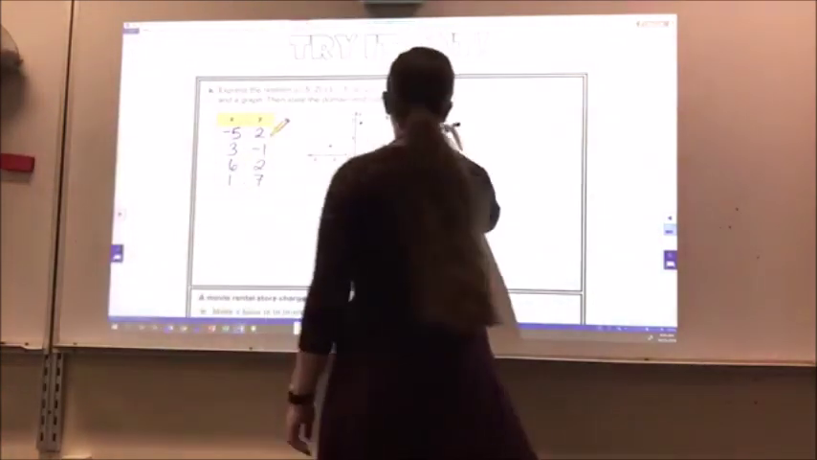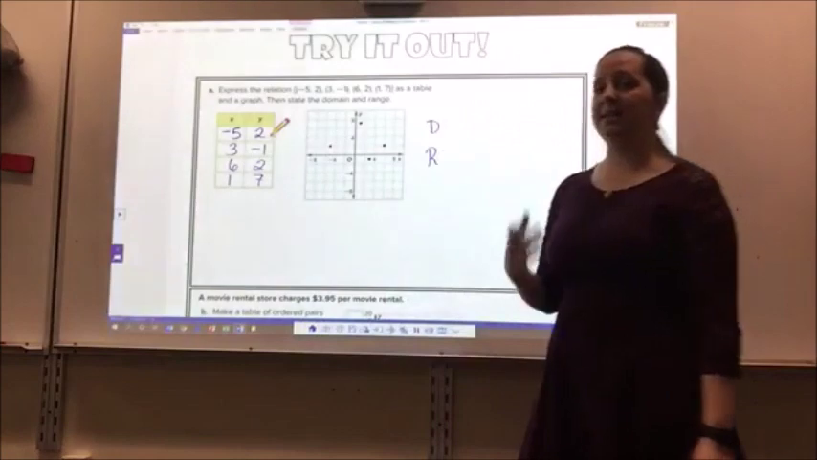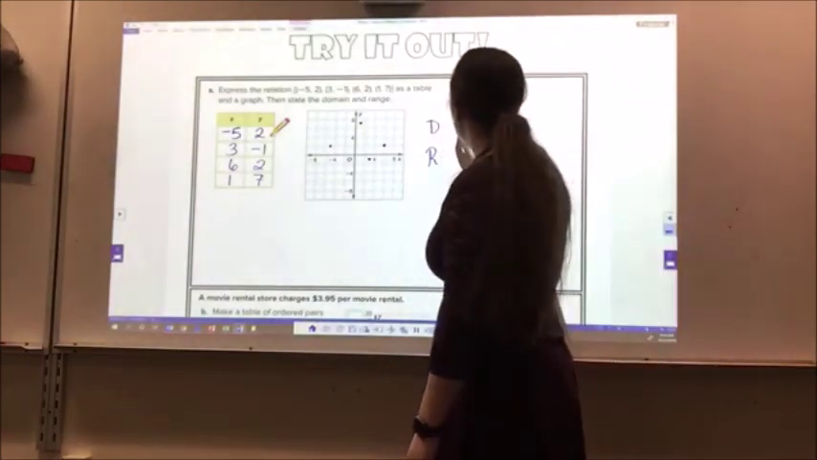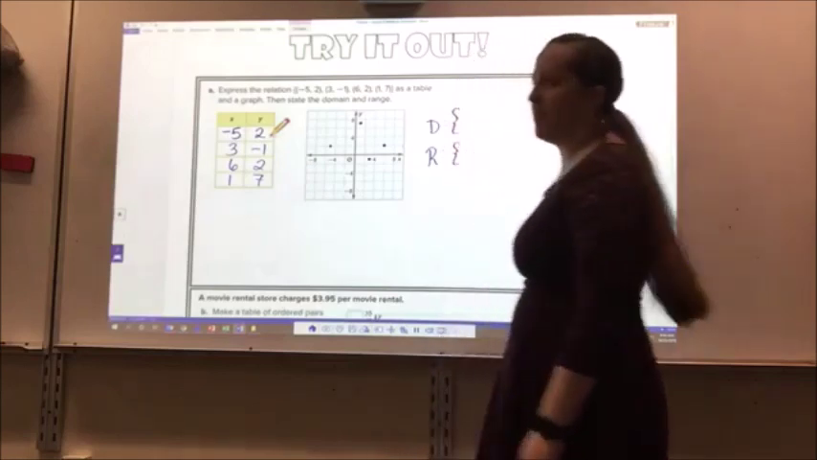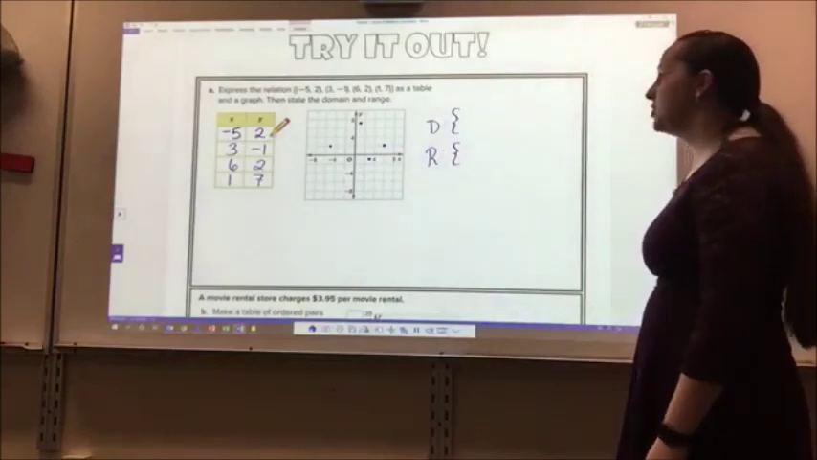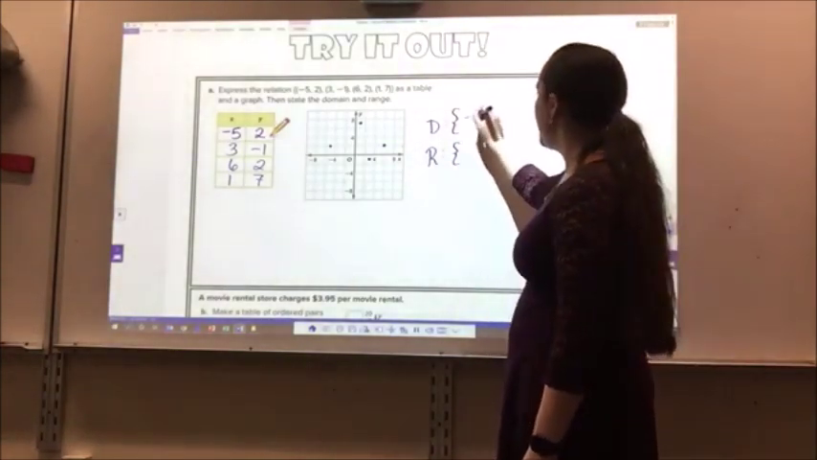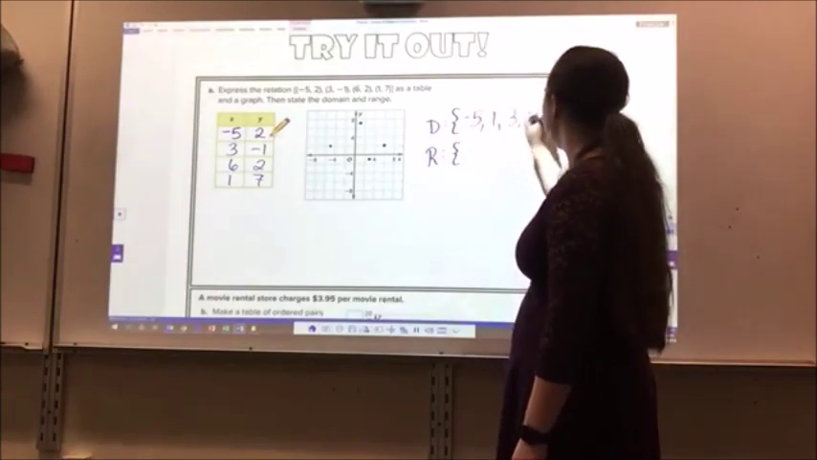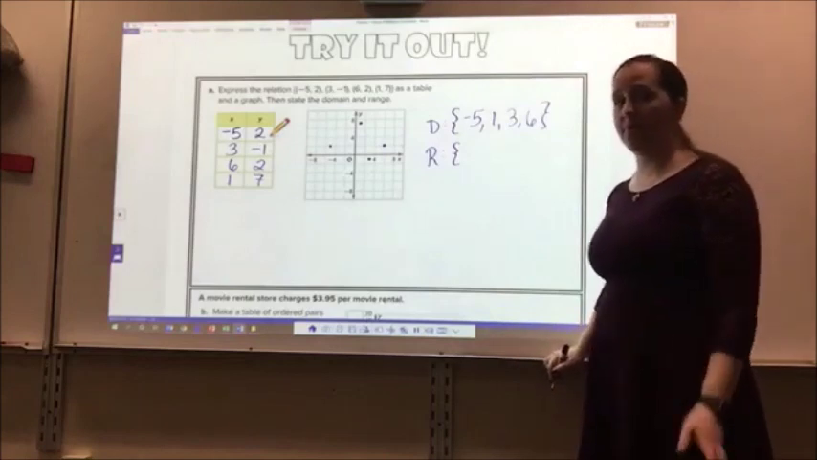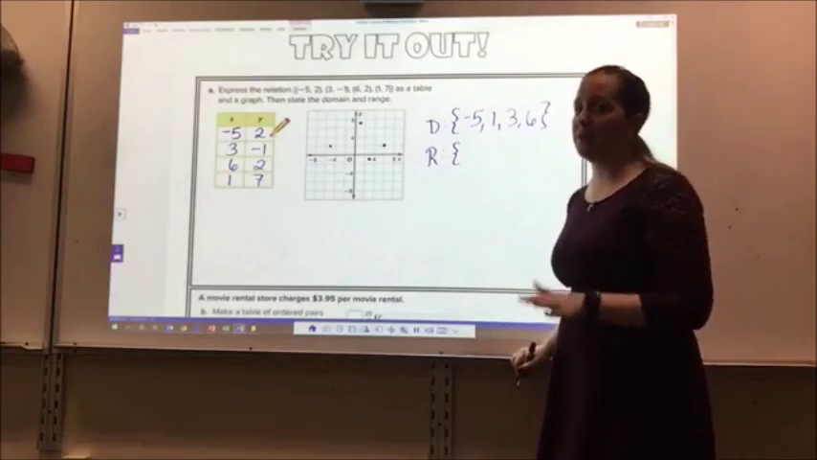Then I'm going to list my domain and my range. You can just list it as D and R, but you want to use these brackets when you're listing domain and range. Okay, they kind of look like a little squiggly line. So my domain is all my x values, so I'm going to go ahead and list them. -5, 1, 3, and 6. Notice that I put them in order from least to greatest. You don't have to do that, but it's highly recommended that you do.